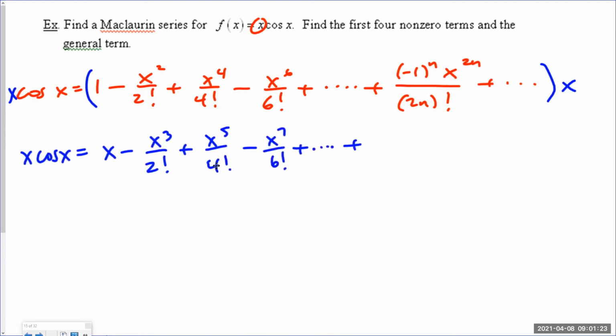Okay, think about the general term. Did I change the signs any? No, so that's still negative 1 to the n. What did I do to every exponent? You added 1, so make sure you add 1 to the general term exponent, okay? What did I do to the denominator? Nothing, so don't do anything to the general term denominator, plus dot, dot, dot, and I'm good on this.